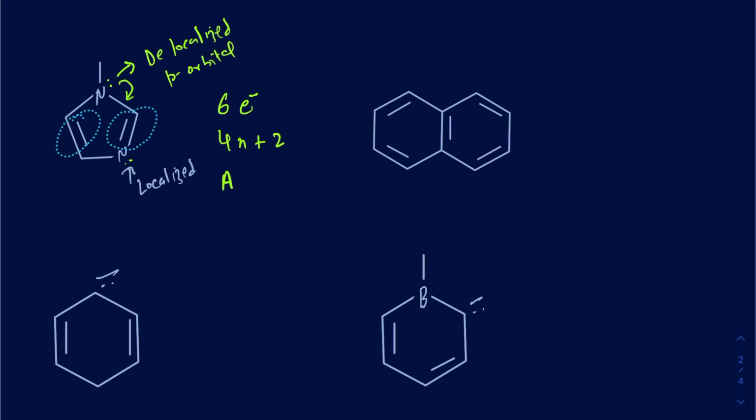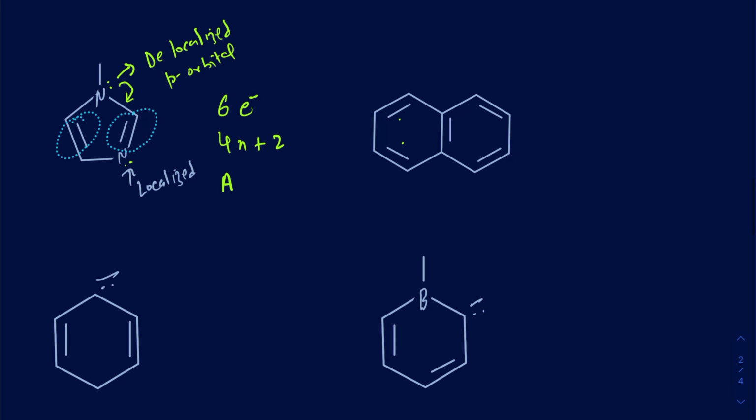What about this next one here? So assume this ring is coplanar, and everything is conjugated. I've got to count how many electrons I got here. So I got 1, 2, 3, 4, 5 pi bonds. That gives you 10 electrons total. And since you have 10 electrons, it's going to follow the 4n plus 2 rule, and that's going to make it aromatic, where n is going to be equal to 2.